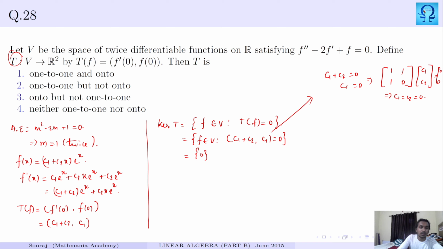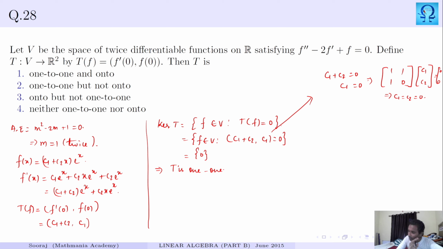T is basically a linear transformation. A linear transformation is basically a homomorphism. If a homomorphism has a kernel that is trivial, then this implies T is one-one.